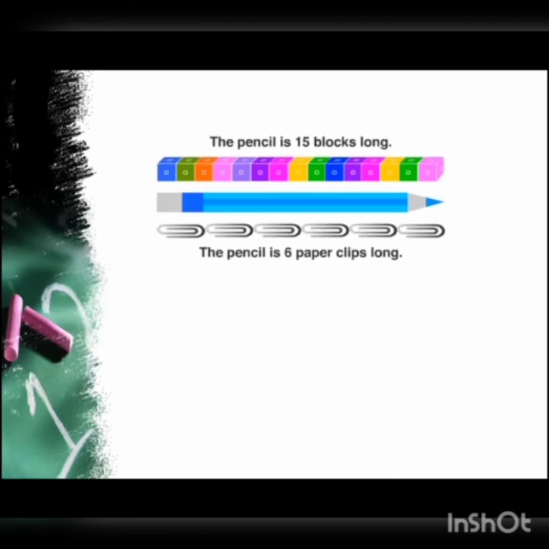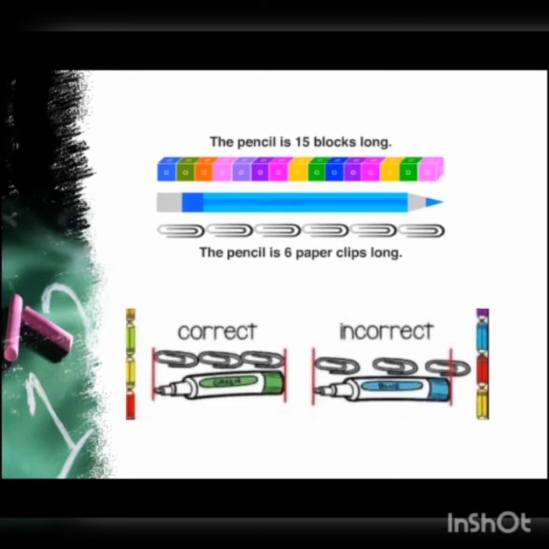There is a proper method to measure the length of something using different objects. In this picture, you can see the correct method on the left hand side and the incorrect method on the right hand side. Now let's learn about standard units.